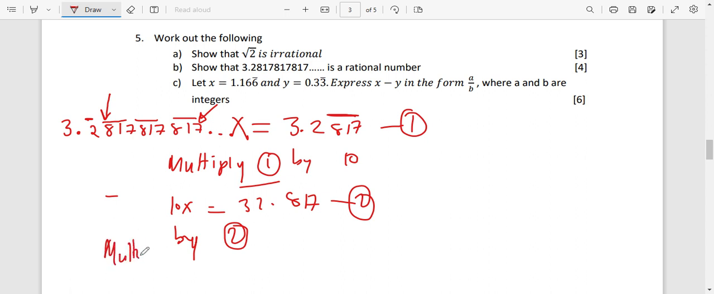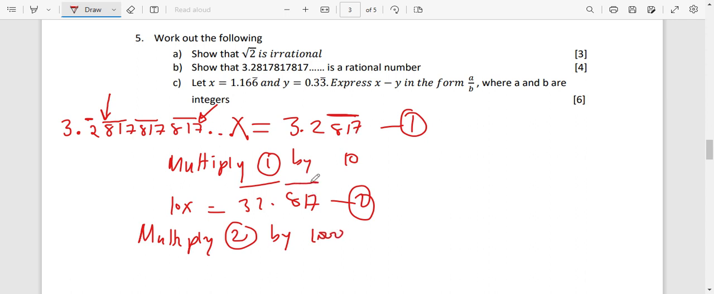To move the decimal point to the end of the bar. What are we going to multiply by? So multiply equation 2 by 1000. The reason is we have got 3 decimal places. So 10x times 1000 is going to be 10,000x. And then we are going to have 32,817. The decimal point comes here. Just write them again because they are repeating. This is going to be equation 3.